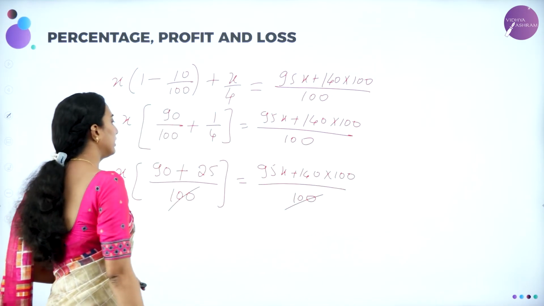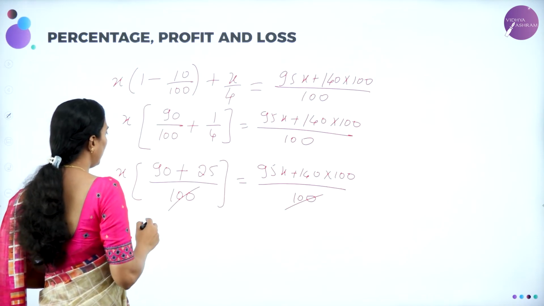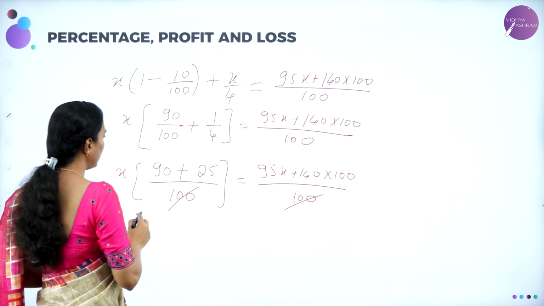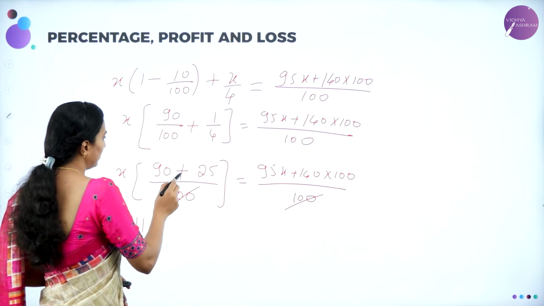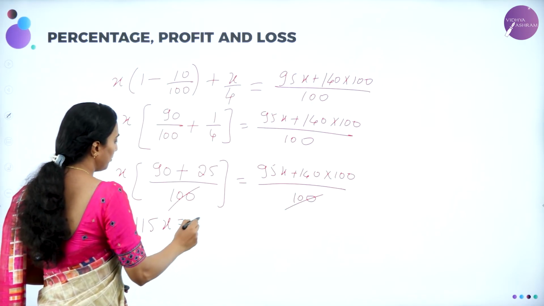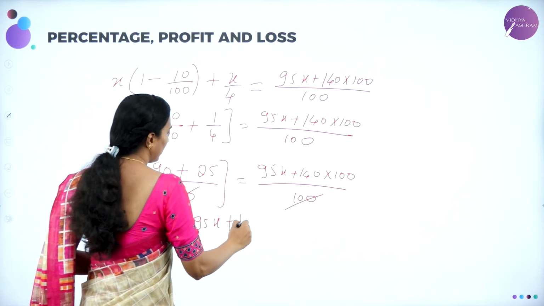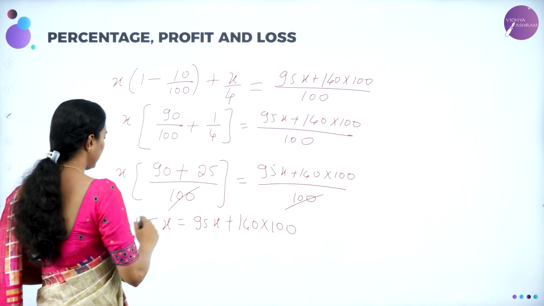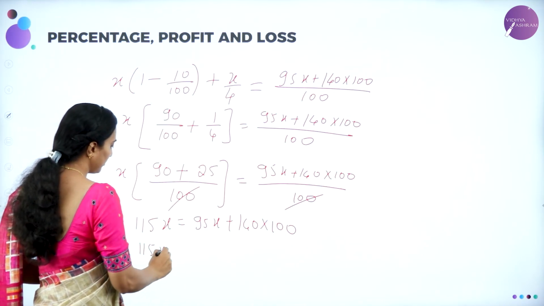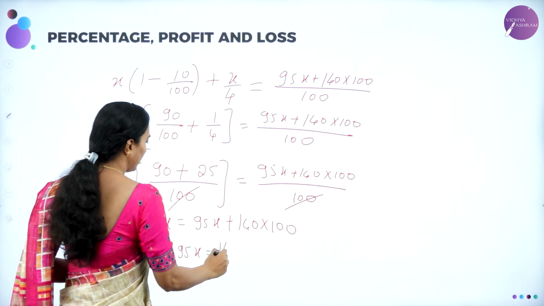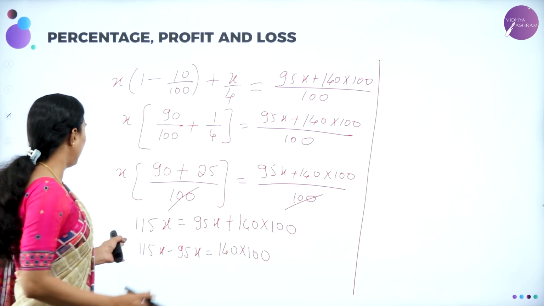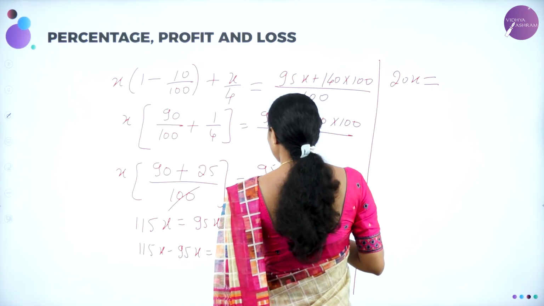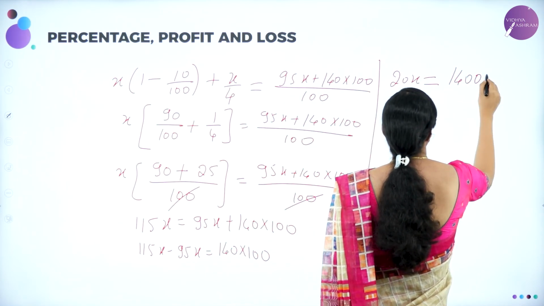So 100 will get cancelled over here. So again, you can cancel there, X into 90 plus 25 is nothing but 115X is equal to 95X plus 140 into 100. So therefore, you can take this 115X minus 95X is equal to 140 into 100. So therefore 115X minus 95X is 20X is equal to 140 into 100, which is nothing but 14,000.